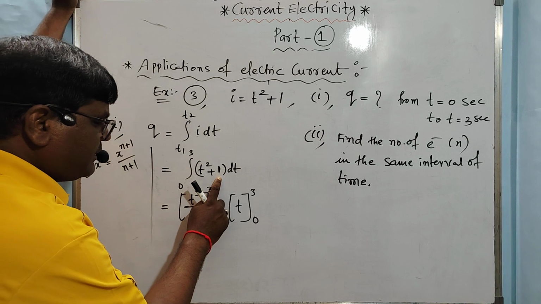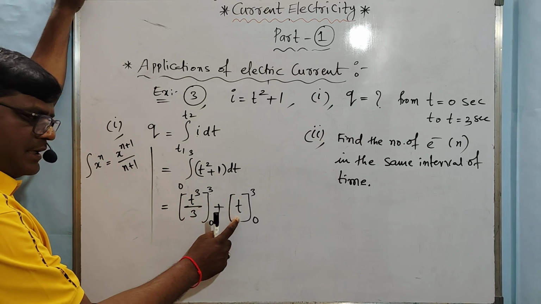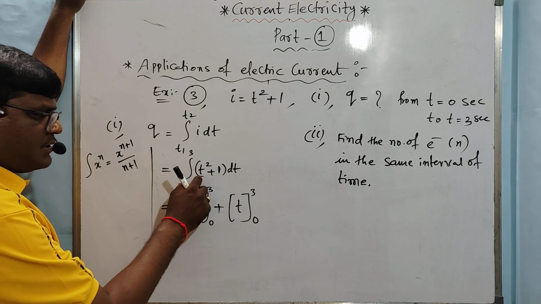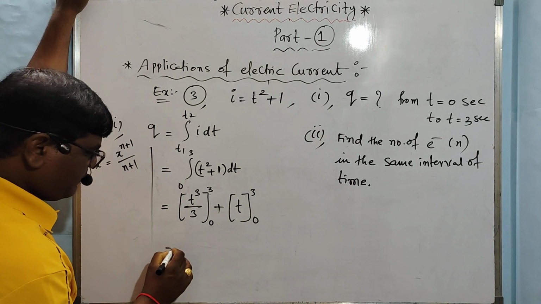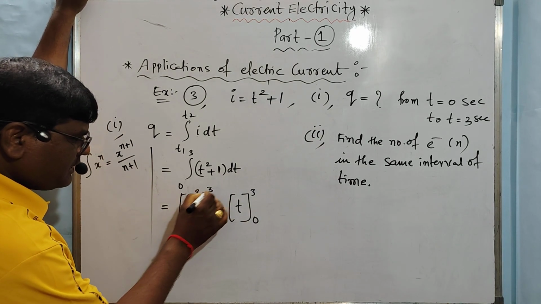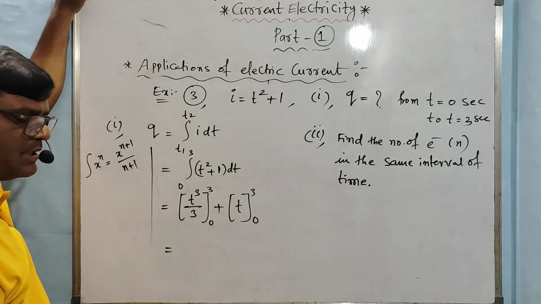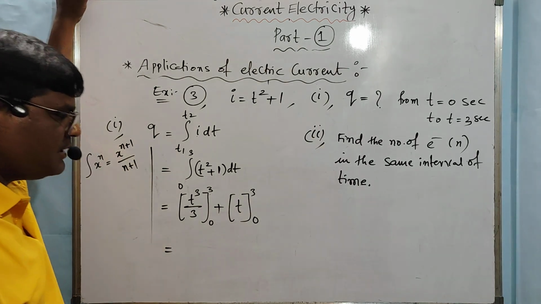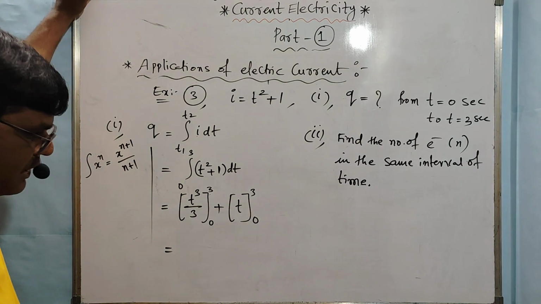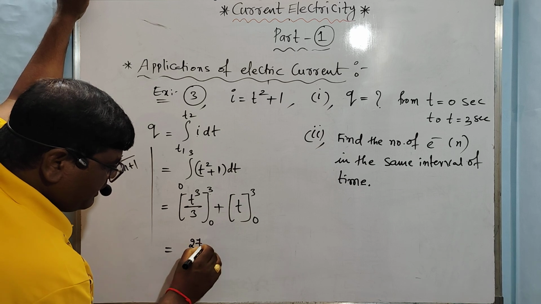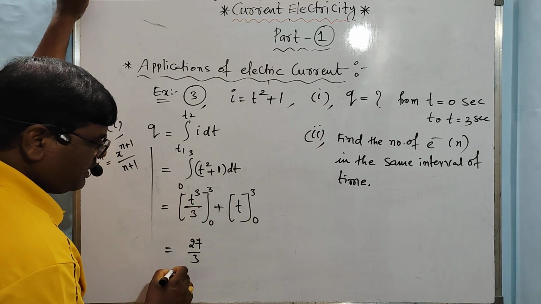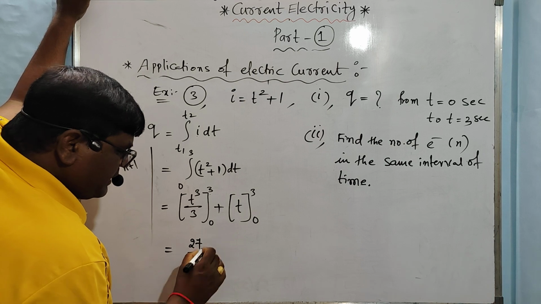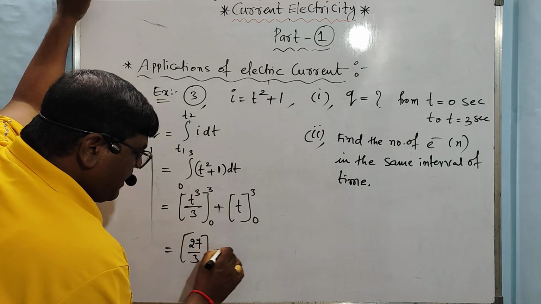Integration of a constant is equal to t only, right? Integration of t square is t cube by 3. This is the formula for this one. Now if you substitute 3 in place of t here, 3 cube means 3 into 3 into 3, that is nothing but how much? 27. 27 divided by 3. If you substitute the lower limit 0 here, we will get 0. So 27 by 3 is the value of this one.